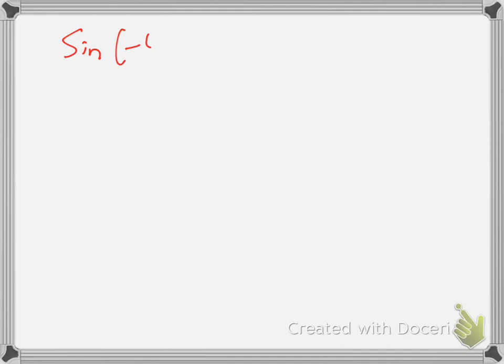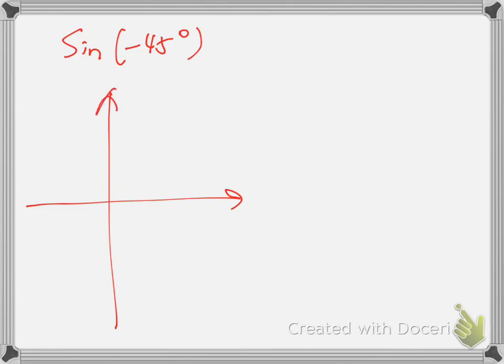Sine of negative 45 degrees. Okay, negative 45 degrees. So what's negative? Negative means rotate this way, clockwise, right? And how big is the rotation? 45 degrees. So this is negative 45. Okay, negative 45, rotate clockwise. So where's the terminal side? It's in the fourth quadrant. And here is our point P and right triangle.